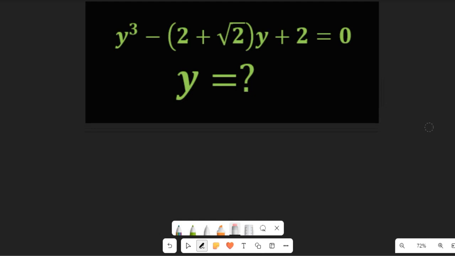Hello, join me as we find a solution to this expression with the value of y. I will say this is a polynomial expression. Of course, it's a polynomial expression because the highest power is what?